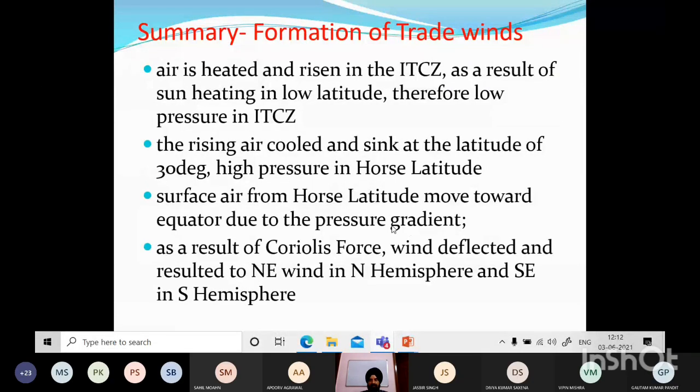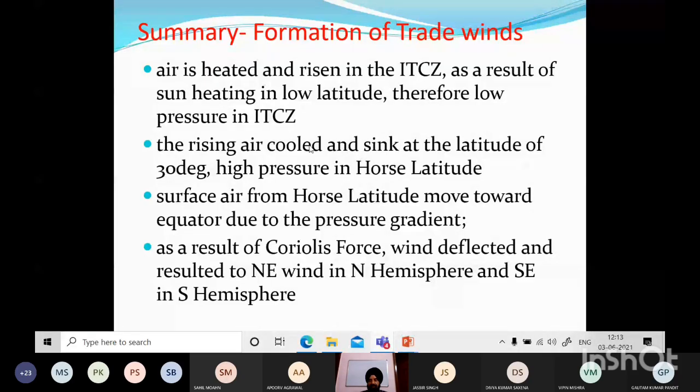Now summary, formation of trade winds. Air is heated, risen in the ITCZ as a result of sun heating in low latitude, therefore low pressure in the ITCZ. So this rising air cooled and sinks at latitude of 30 degrees, high pressure in the horse latitude. So above this, what we call, they were known as the horse latitudes. And surface air from the horse latitude, that is from 30 degrees north, moves towards the equator due to the pressure gradient. अब आपका equator पे due to this rising air there is a low pressure created.